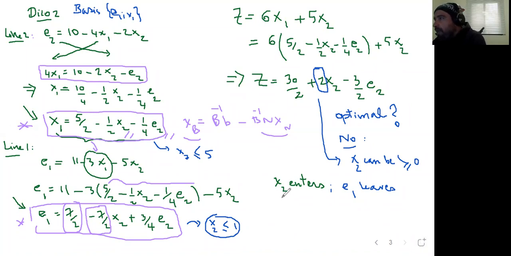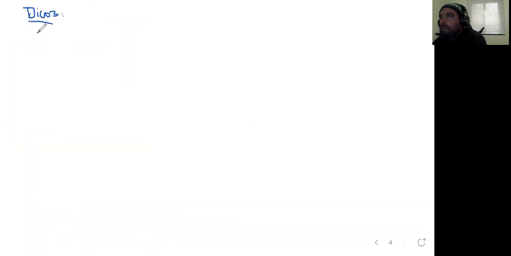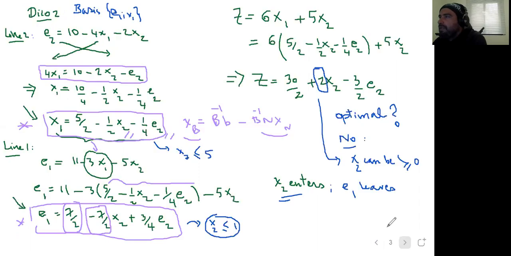So the move I'm going to make is to make x2 enter the basis. So x2 enters the basis, which means I'm taking this line with me, okay? So this is going to be dictionary number 3 and the last one here. So if we take this line, which is e1 equals 7 over 2 minus 7 over 2 x2 plus 3 over 4 e2.